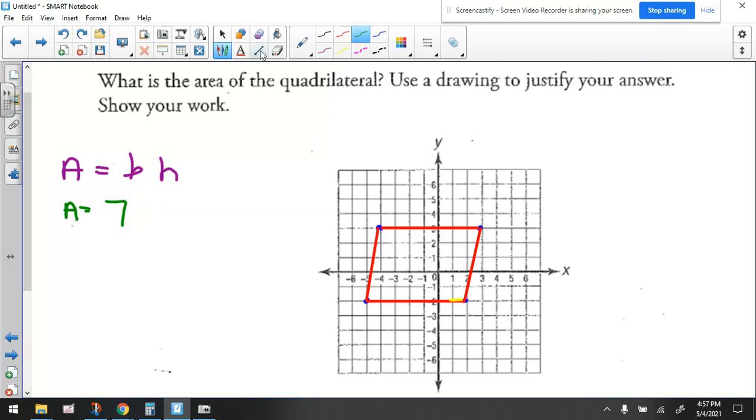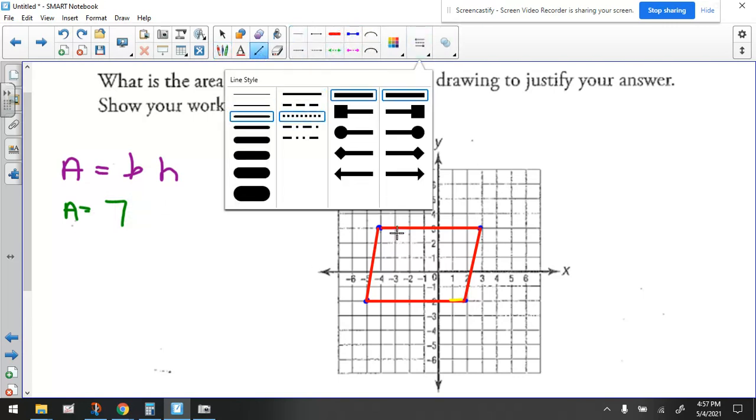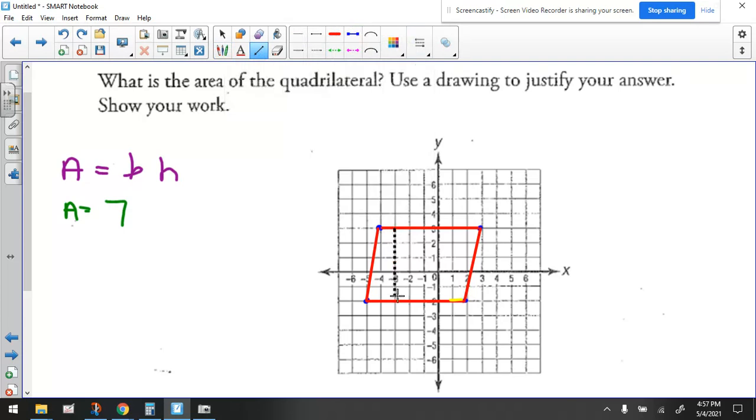Now, the height, recall, has to be perpendicular to the base. So that means we have to be going this way to get the height. And you can find the height anywhere you want between those 2 lines that are parallel to each other. So how about we look right here? And if we count how many units that is, that's 1, 2, 3, 4, 5 units. The height is 5.